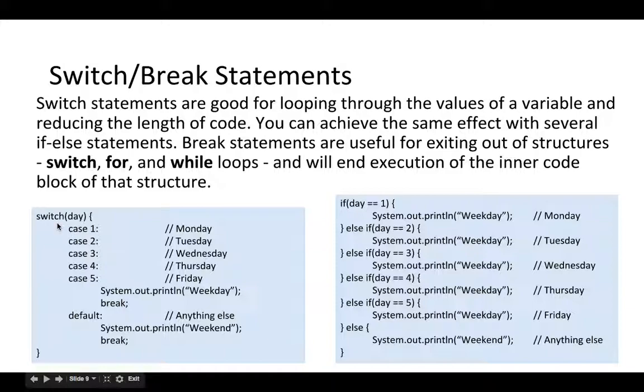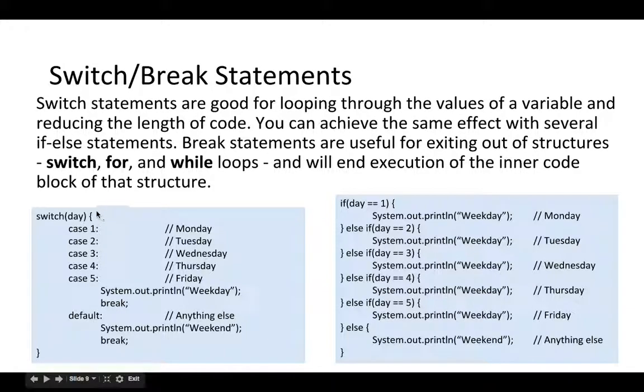Then the syntax is like this. We would say switch, open parentheses, the name of the variable, which in this case is day, close parentheses, and then since it's a code block, we need our curly braces, one that opens and one that closes. And now we're going to write down the different cases, the different branches of our program. So for example, we can have case 1 where day equals 1, case 2 where day equals 2, case 3 where day equals 3, case 4 where day equals 4, case 5 where day equals 5, or anything else, which is default.